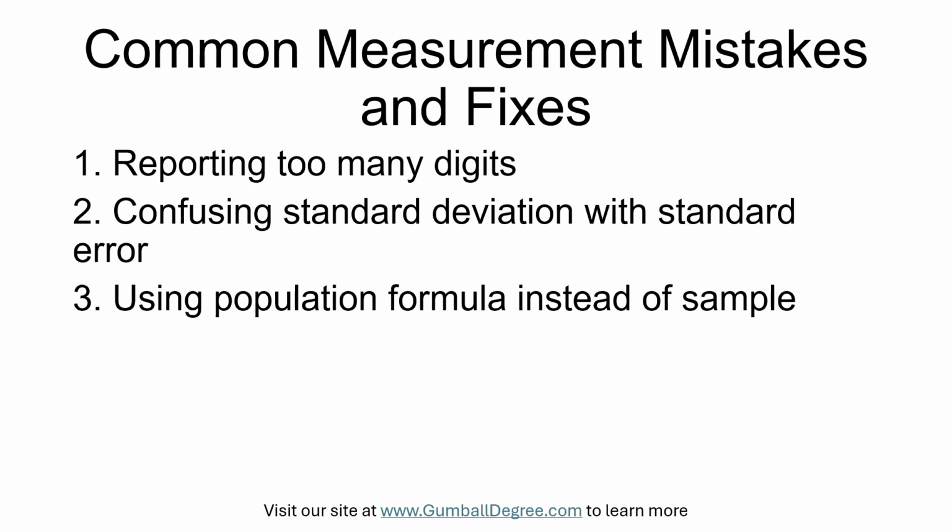Another mistake is mixing up standard deviation and standard error, where the standard deviation describes how spread out individual measurements are, and the standard error estimates how well you have determined the mean, so use the one that answers your question. A third mistake is using the population variance formula instead of the sample formula that divides by the number of measurements, minus 1 for small data sets. So use the unbiased sample formula when you only have a sample of measurements.